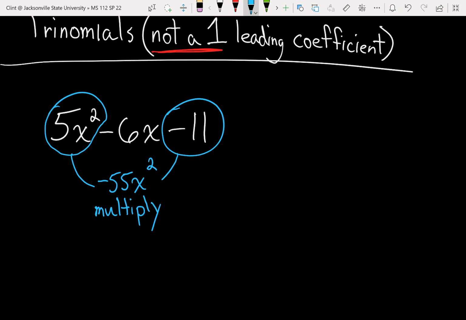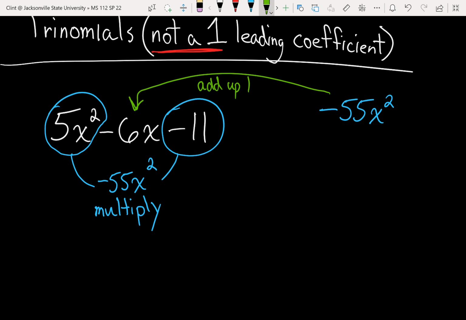So now I want factors of that number. That's the number we're going to use. And I still want them to add up to the middle number. So I want factors of negative 55x squared to add up to negative 6x.